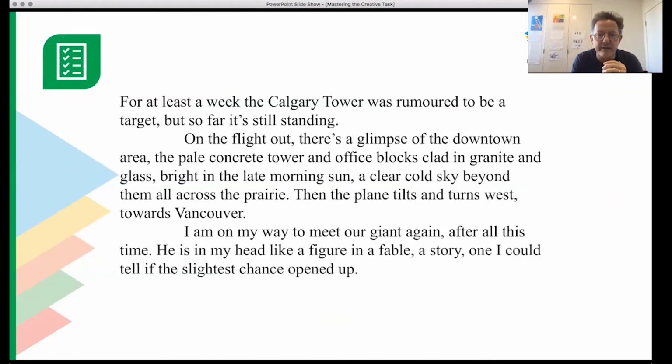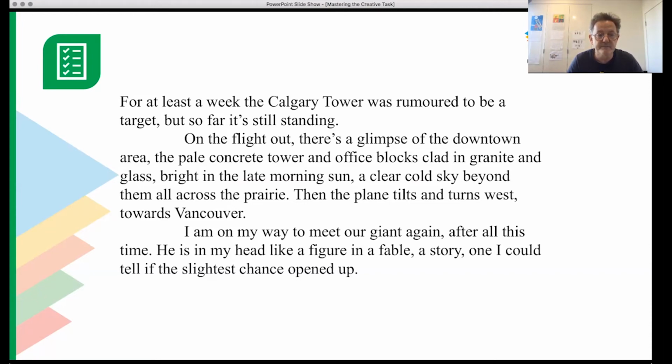For at least a week, the Calgary Tower was rumoured to be a target, but so far it's still standing. On the flight out, there's a glimpse of the downtown area, the pale concrete tower and office blocks clad in granite and glass, bright in the late morning sun, a clear, cold sky beyond them all across the prairie. Then the plane tilts and turns west towards Vancouver. I am on my way to meet our giant again.